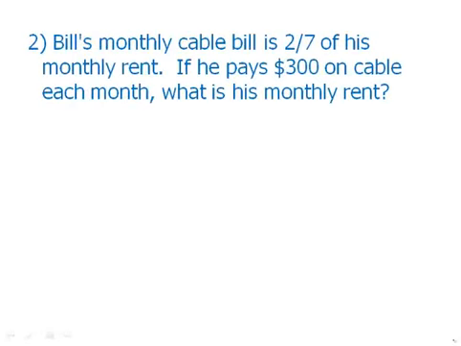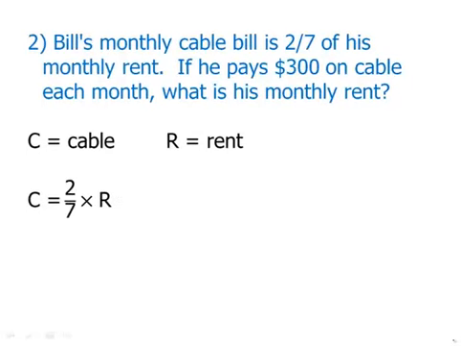Another question. This is starting to get a little more test-like. Bill's monthly cable bill is 2/7 of his monthly rent. If he pays $300 on cable each month, what is his monthly rent? So this is interesting. The first thing I'll do is I'll introduce some letters to stand for these things. C equals cable, R equals rent. Now that first sentence, cable is 2/7 of rent. That means cable equals 2/7 times R.